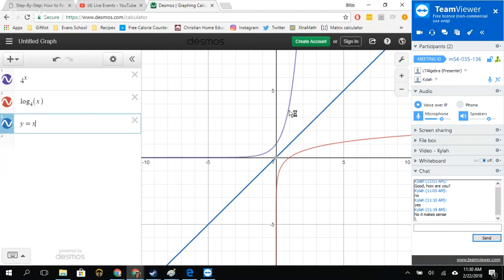So I just wanted to show that because it's much easier to show here than me drawing it on the board. That these two have this inverse relationship.